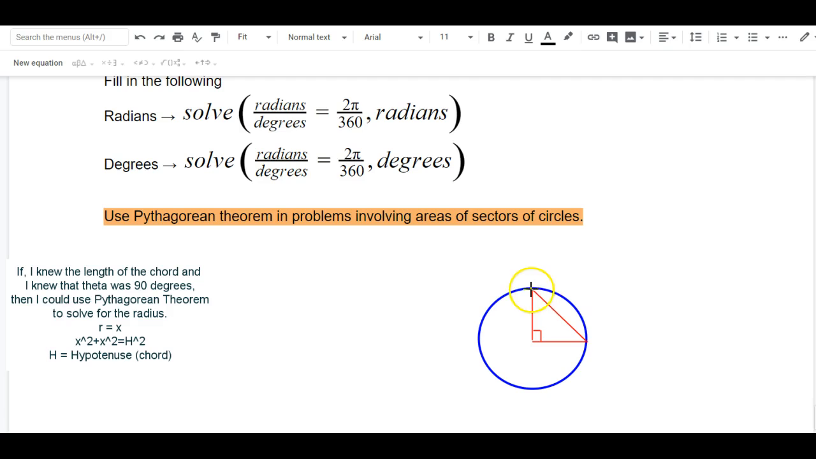I have to look at the test again to be clear on what we're testing here. But essentially, there's likely to be a problem where they say, solve for the area of the segment or the area of the sector, and the only thing we know is that the chord measures a certain length and that the angle theta is 90 degrees. Then we don't know the radius, so how can we find the area? Well, we can solve for the radius. If we know the chord is this and we know this is 90 degrees, then x squared plus x squared equals the hypotenuse, or the chord length, squared. Solve for x and you know the radius, and then you can use the formula given above.